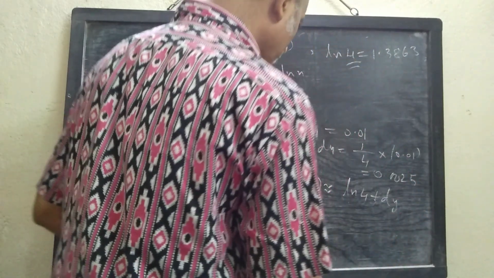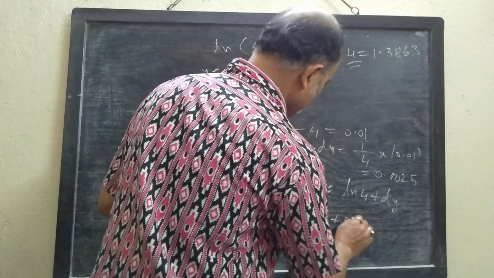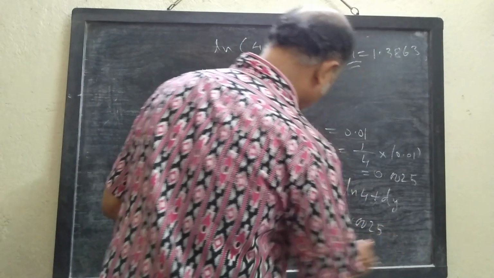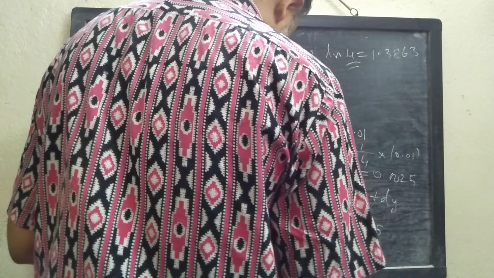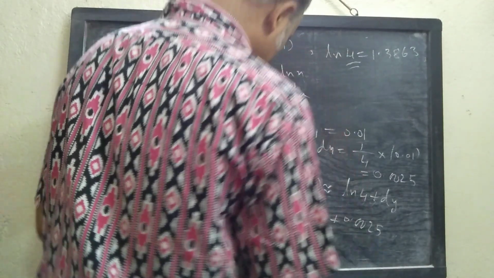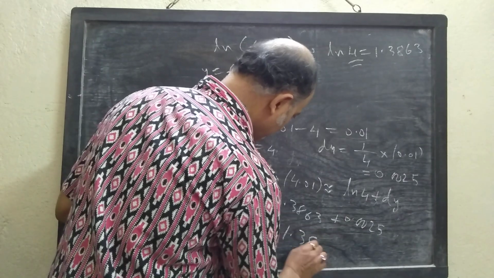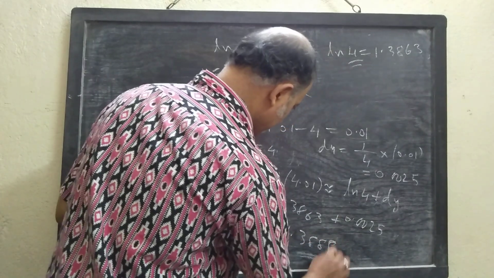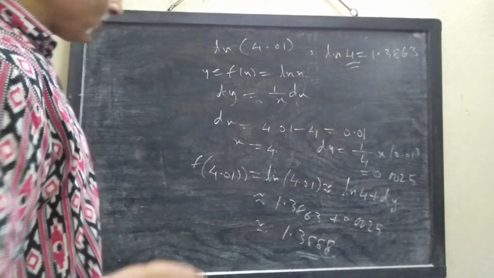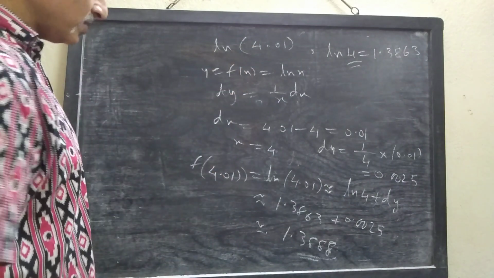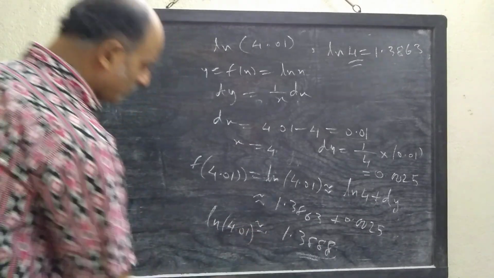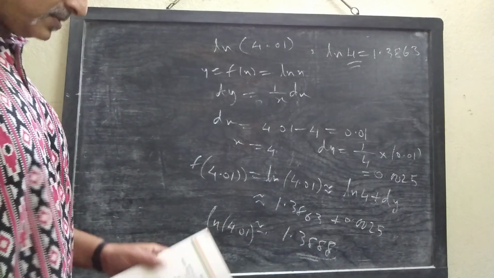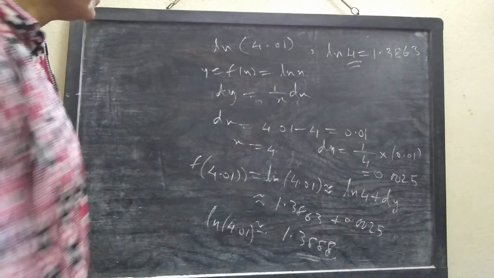So put this value here, plus 0.0025. So ultimately this will become 1.3888. This will be the approximate value of ln of 4.01. Approximate value of this. Next.